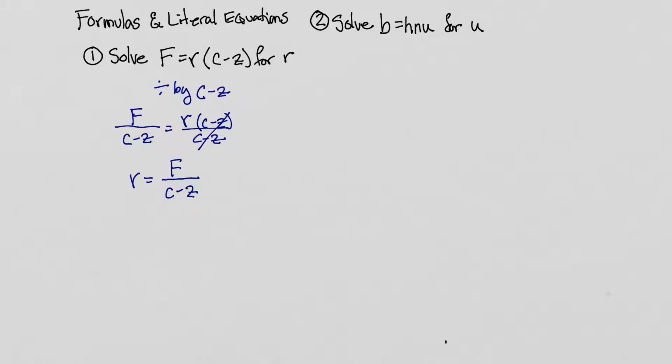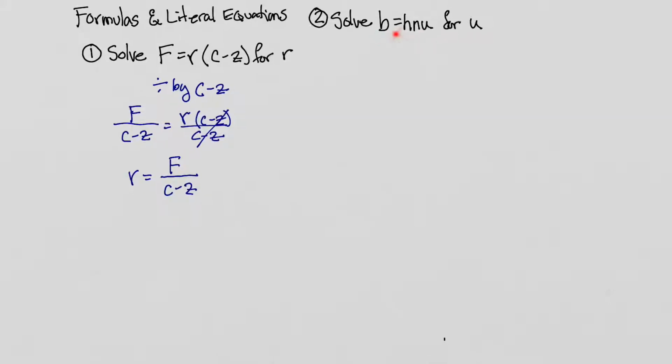Here's another literal formula, number 2. We have b equals h, n, u. So if we knew the values of h and n and u, we'd just put them in here and multiply them together, and we would end up with the value of b. But what we want to do is rearrange this formula so we have it solved for u. So we want u equals something here. So we're trying to solve for u.